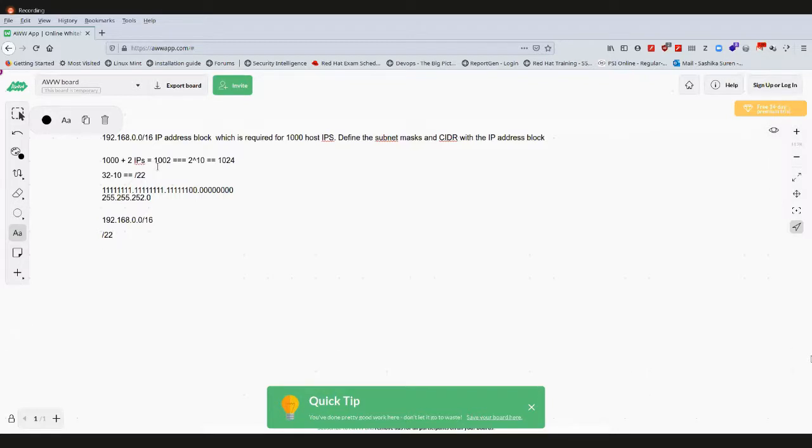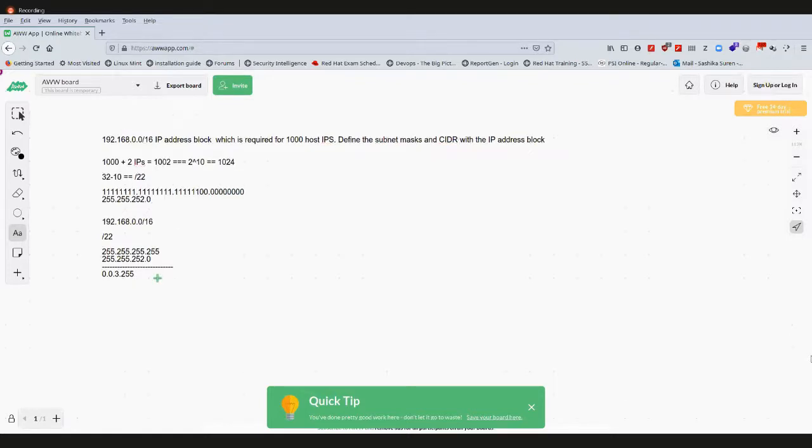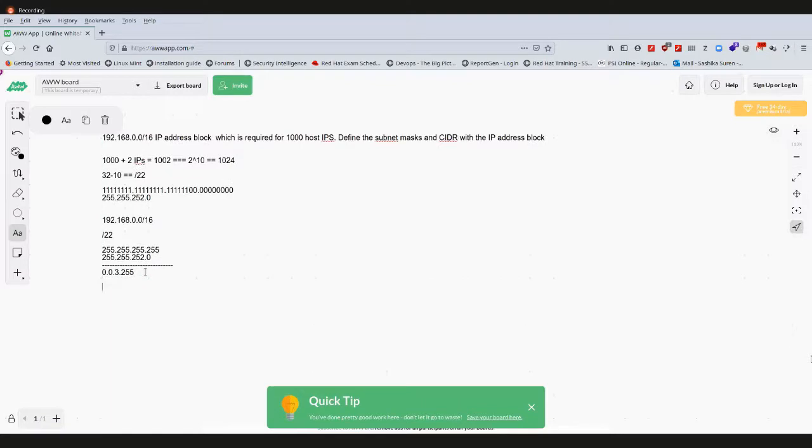What we can do is, if you want to define the IP block range, just take the whole IP subnet. This is the easiest calculation that we can do. This is the whole IP subnet. Reduce the subnet that you have decided, 252.0. When you reduce it, what we get is 0.0.3.255. This is the value.